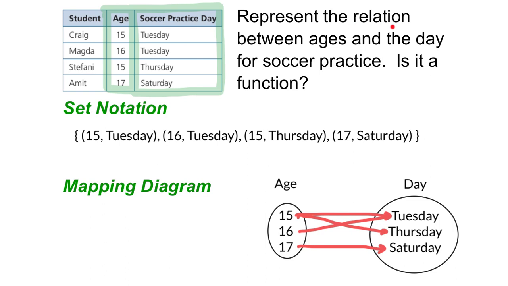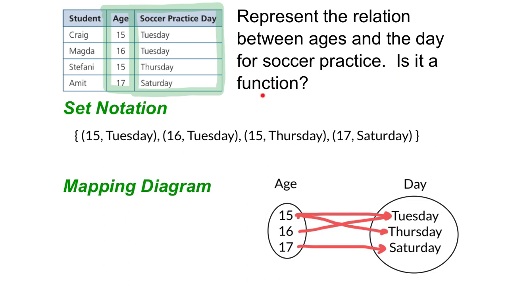We're going to represent the relation between ages and the day for soccer practice. So here I have the ages and the day that soccer is practiced. So a 15-year-old practices on Tuesday. That's how we write that in set notation, a list of ordered pairs. A 16-year-old practices on Tuesday, a 15-year-old practices on Thursday, and a 17-year-old practices on Saturday. So here is the relation in set notation. Here's the relation as a mapping diagram.